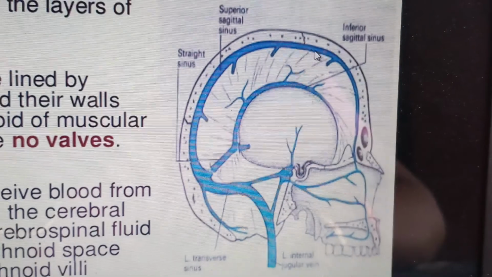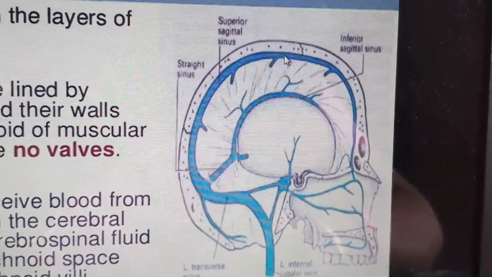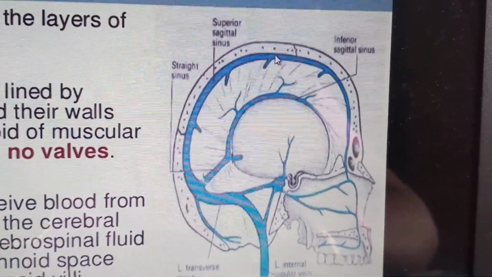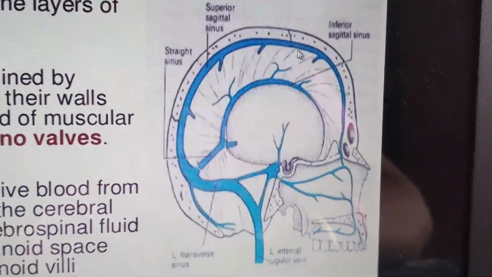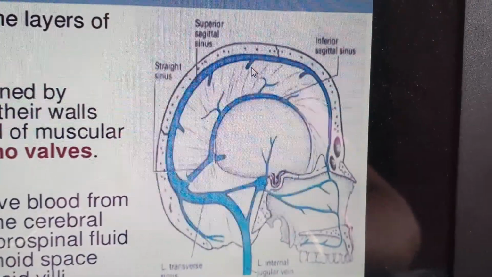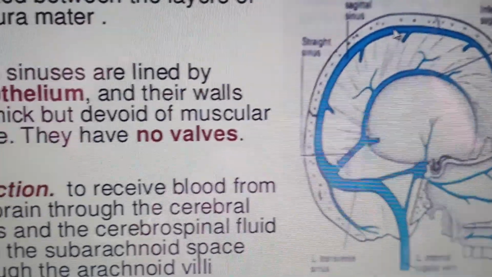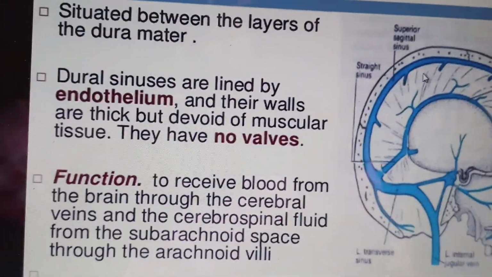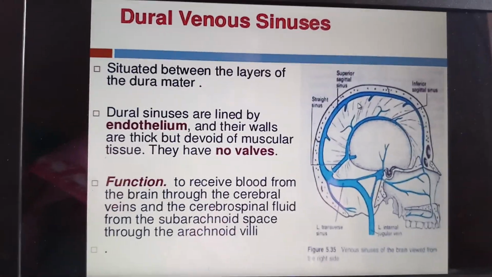And what is the function? They receive the venous blood from different portions of the brain through the help of the cerebral veins. Through the help of the different cerebral veins, all open into these dural venous sinuses. Another important function is for the meninges: it forms the subarachnoid space and arachnoid villi, and that is also helping in the formation of the cerebrospinal fluid.